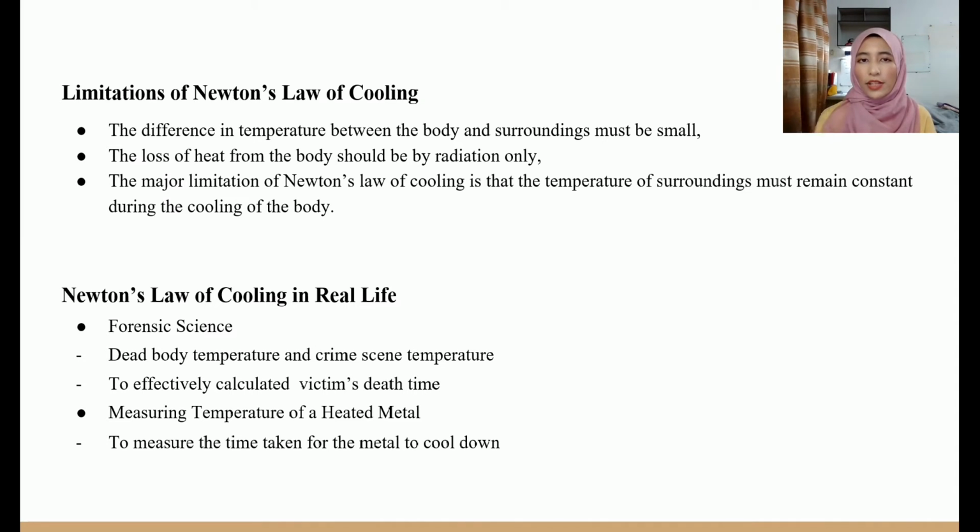There are many ways Newton's law of cooling has been used in real life situations. Firstly, in forensic science, it is really crucial to know the victim's time of death. To calculate it using Newton's law of cooling, they take the dead body's temperature and the crime scene temperature to find the exact time of death. Next, to measure the temperature of a heated meal, Newton's law of cooling is used to measure the time taken for the meal to cool down.